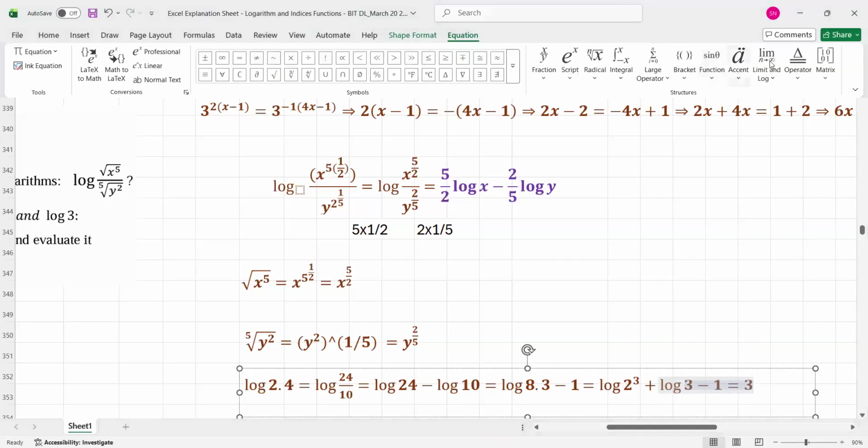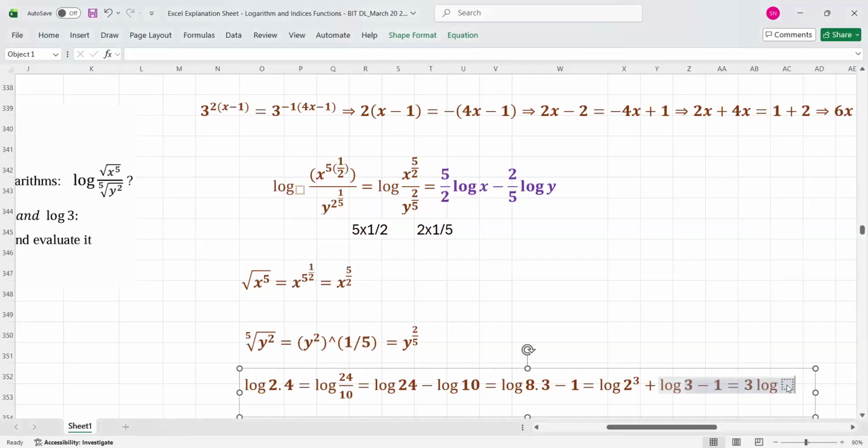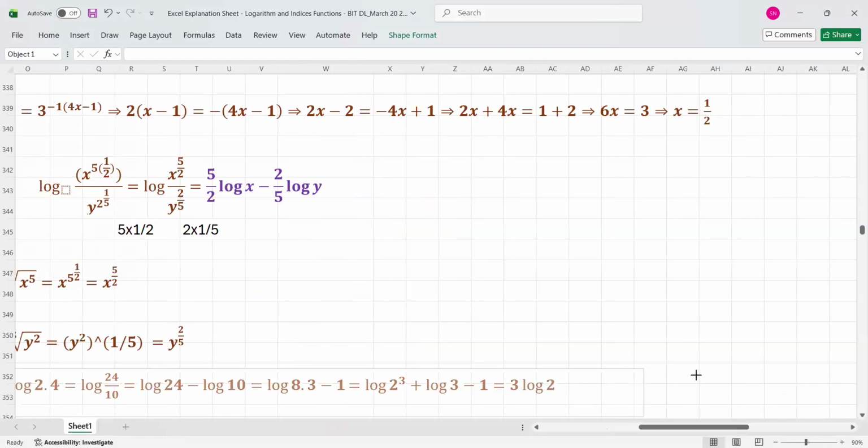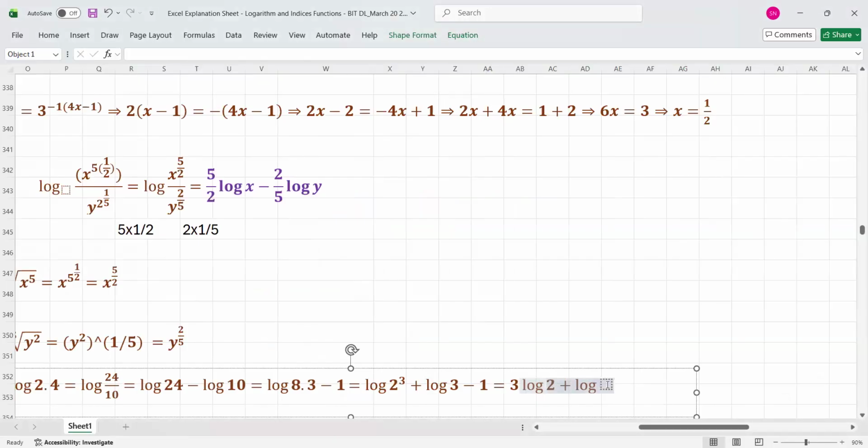So this 3 log 2 plus log 3 minus 1. Then you finish up with the calculator. Okay, so that was what they had last year. And I'm sure yours will not be too different. It will also be very similar. Then use the calculator to solve this, and then you give them your answer.